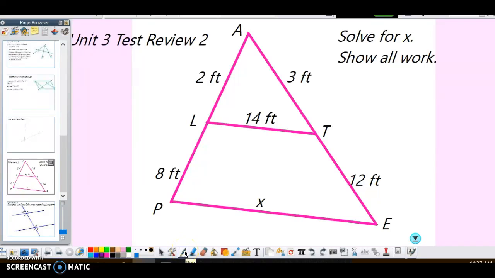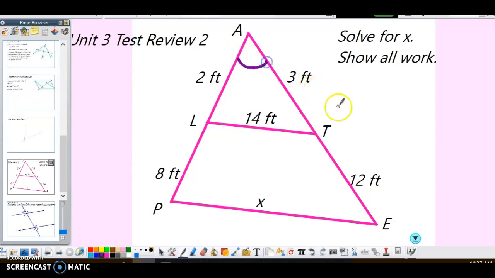When you see two triangles, remember your goal is always to prove they're similar or congruent. You might want to jump in and start thinking about the scale factor, which is fine. I'll give points for that, but you have to know why you're able to do that scale factor. So let's start by seeing if the triangles are similar.